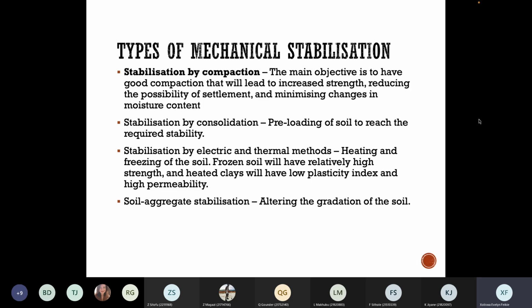Stabilization by consolidation, they preload the soil to reach the required stability. So this type of stabilization needs more time, because you will load the soil or the layer where you're going to have a load, right? So what happens is, let's say you have a layer of soil, right?